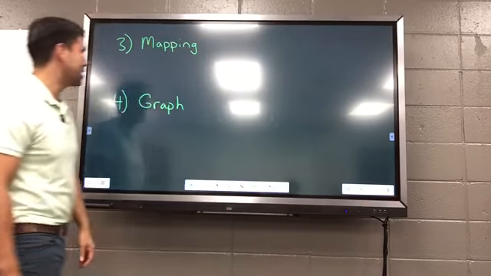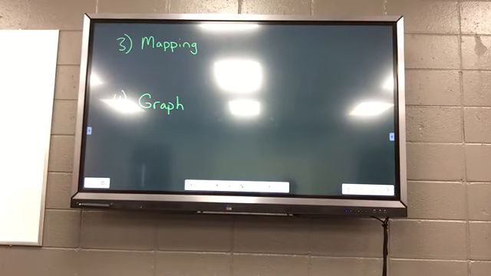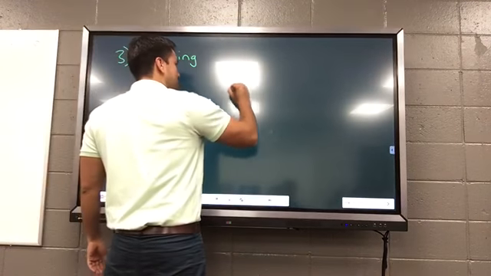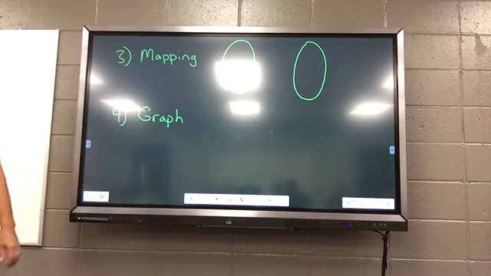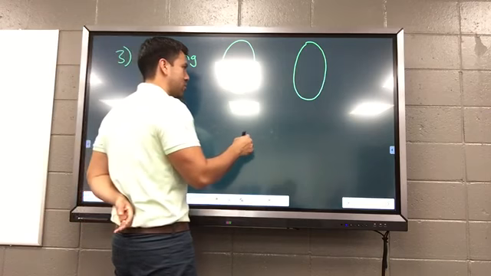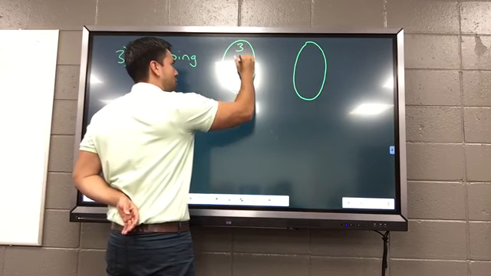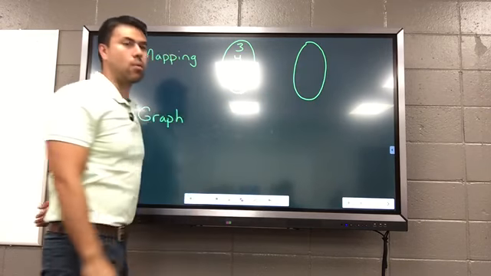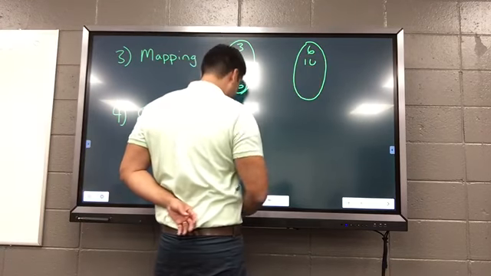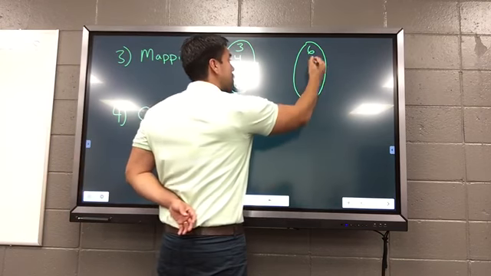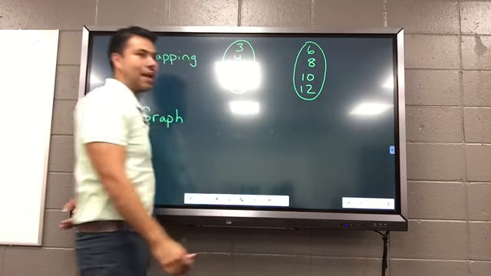The third and fourth ways: mapping and graphs. Mapping. We technically call them circle maps, but they're not even circles, they're ovals technically, so we'll just call them a diagram. All right, what are the first elements of my ordered pairs, or my relation? 3, 4, 5, 6, right? And what were the second elements in my relation? 6, 8, 10, 12. Do you guys notice anything about my order?